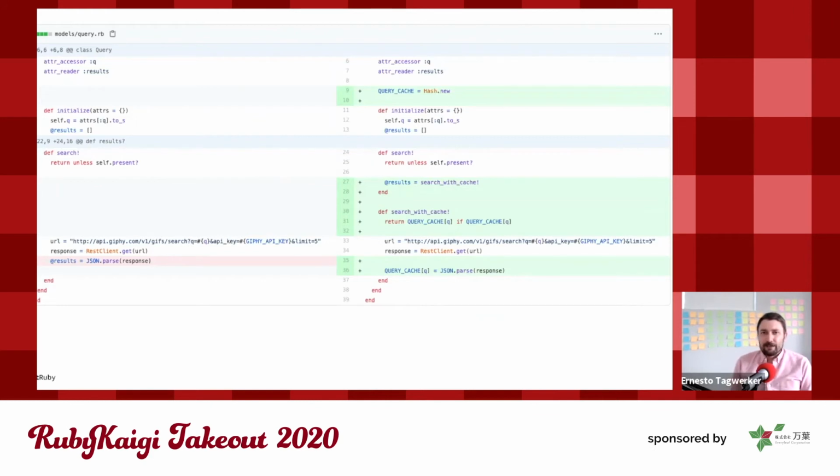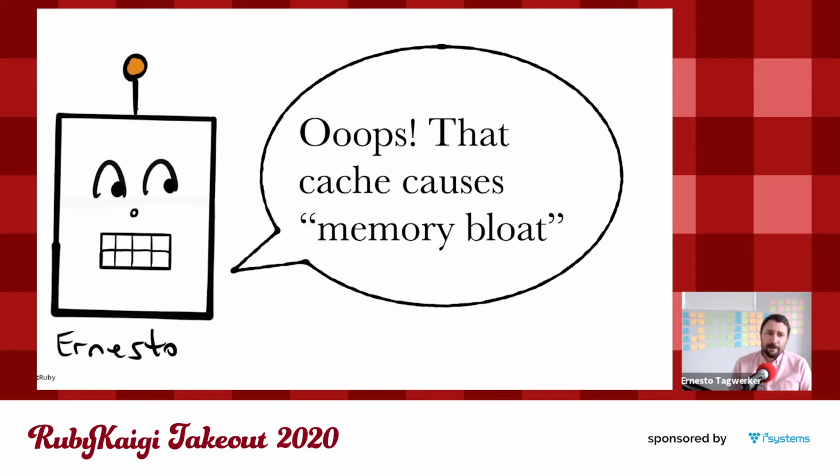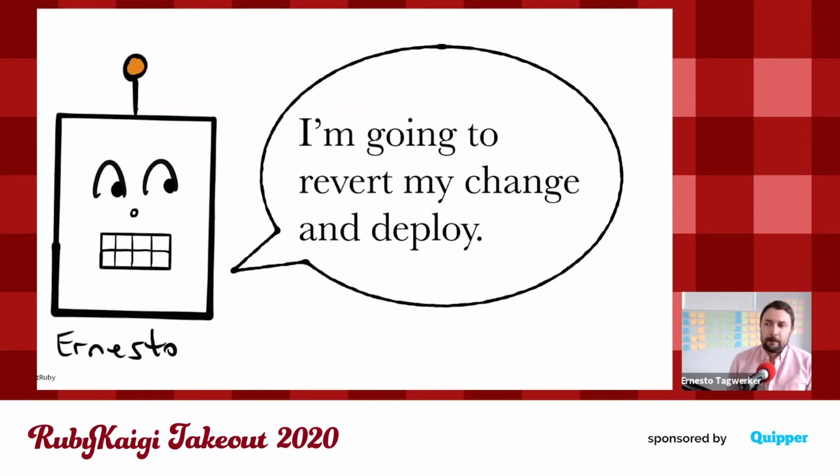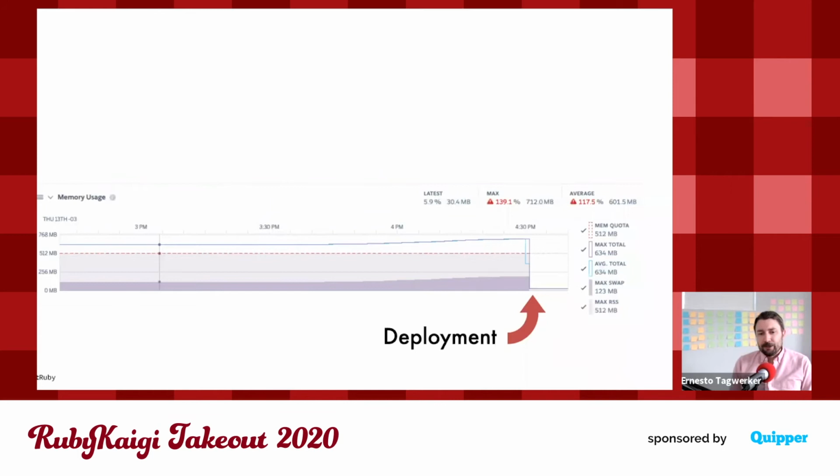Now it becomes obvious that the cache has limited memory space, but the queries that I receive could be infinite. People could search random keywords and my application's memory would just fill and fill and fill to eventually run out of space. So my solution, it seems, is causing a memory bloat. In order to fix it and to find a better solution, I'm going to revert my change and deploy. And when I do that, I notice that the memory usage in the Heroku dashboard drops dramatically. Okay, I fixed that problem.